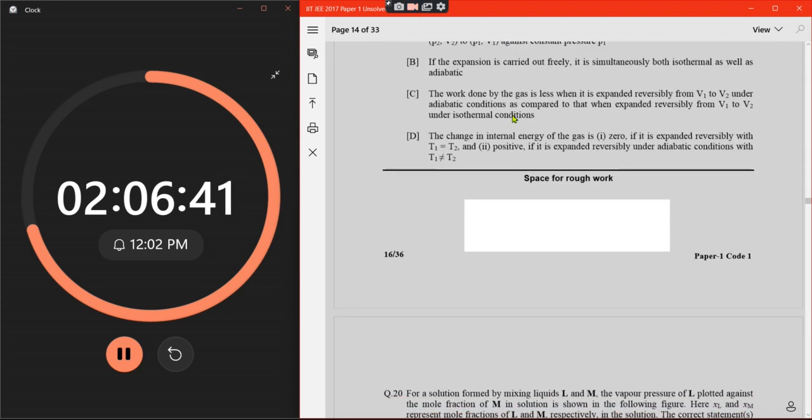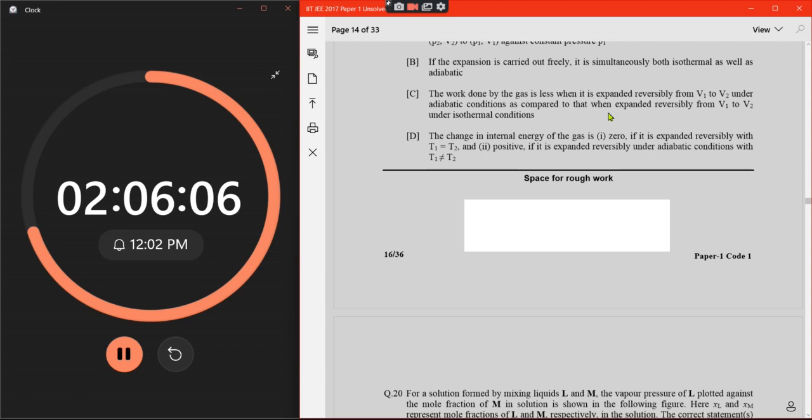The change in internal energy of the gas is zero when it is expanded reversibly from T1 equal to T2, and positive if expanded reversibly under adiabatic conditions with T1 not equal to T2. So this is wrong, it seems. In adiabatic you have to do more work, not less. Why is that the case though? Your delta U stays the same, except in one case heat transfer is not happening, and in the other it is.